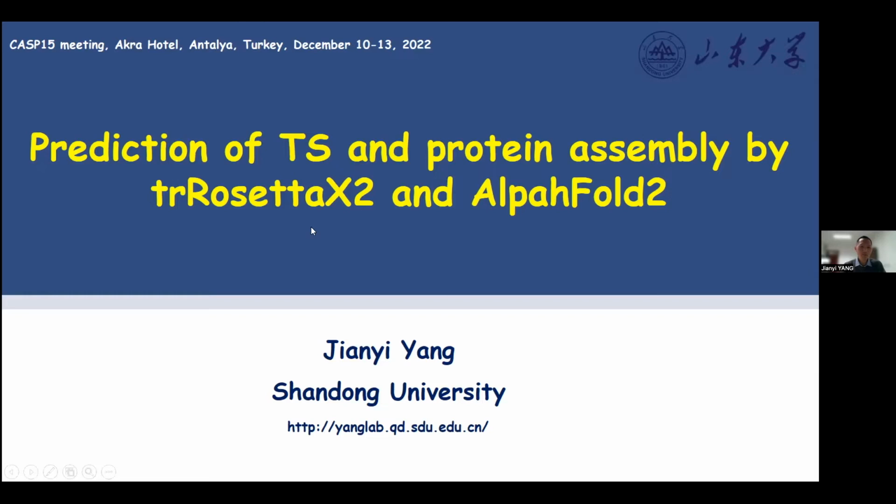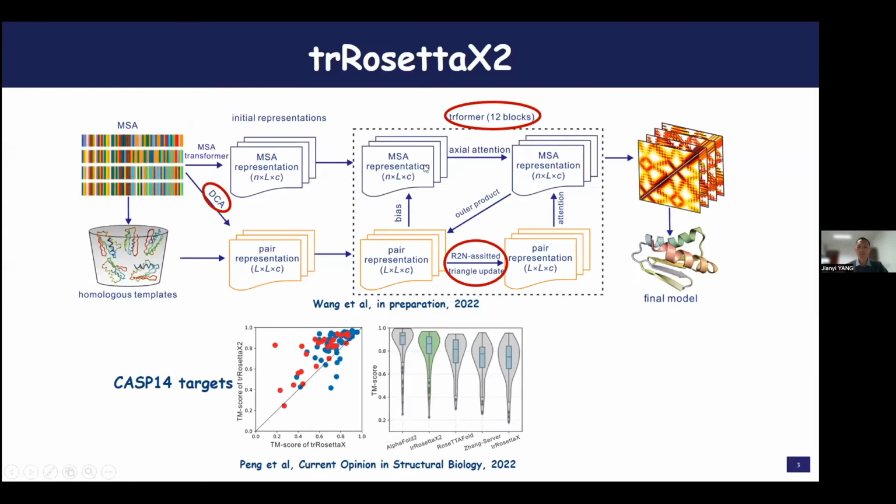So today I'm going to introduce the prediction of protein tertiary structure and assembly using TR-zeta X2 and AlphaFold 2. My talk has three parts. First is about the method. We are introducing TR-zeta X2. Basically, this is an improved version of the TR-zeta we developed two years ago.